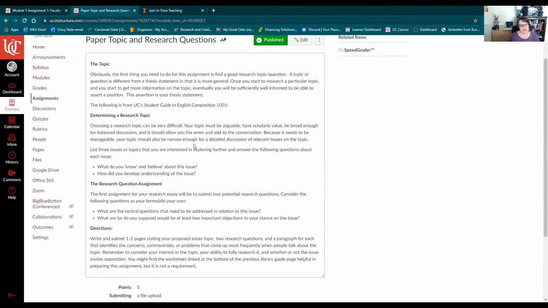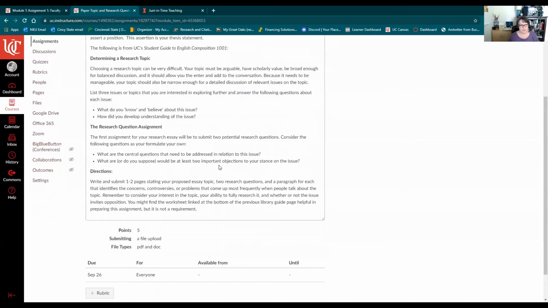Because it needs to be manageable, your topic should also be narrow enough for a detailed discussion of relevant issues on the topic. So you should list 3 issues or topics that you're interested in exploring further and answer the following questions about each issue. What is it that you know and believe about the issue? And how did you develop an understanding of an issue? So once you have some clarity there, you're going to move on to your research question assignment.